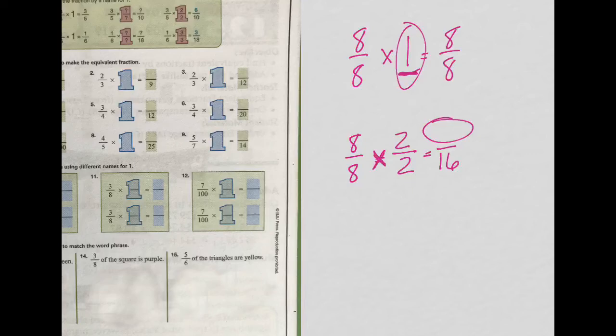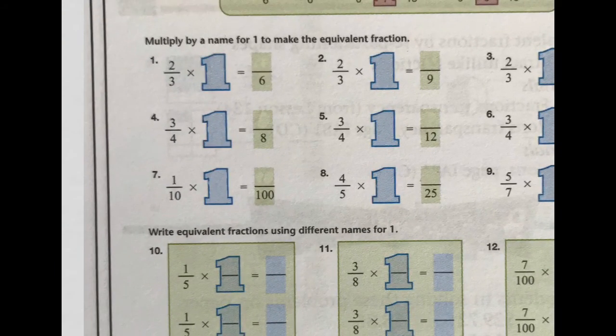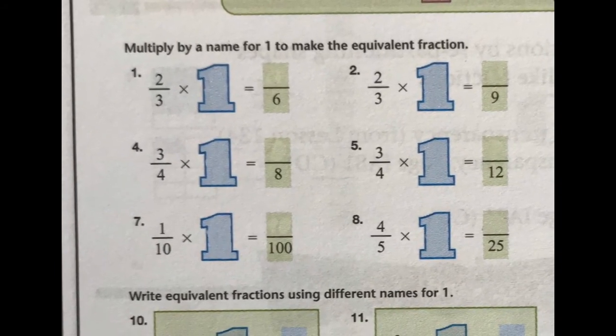So now we're going to find 8/8 times 2 halves equals how many 16ths? Well, 8 times 2 is 16. Got that here. 8 times 2 is 16. So 16/16ths, right? Well, that was really easy because we were working with wholes. So let's go over here. We're going to work with fractions other than wholes.